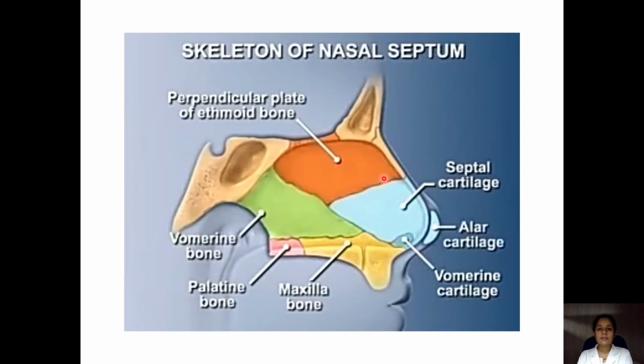This shows the skeletal framework of the nasal septum. The perpendicular plate, which is contributed by the ethmoid bone. Superiorly there is the cribriform plate. This is the vomer bone, and posteriorly this is the rostrum of the sphenoid. Anteriorly there is the cartilaginous framework, which is formed by the septal cartilage, also known as quadrilateral cartilage. This is the alar cartilage, and this is the vomerine cartilage, which is also known as a vestigial organ. It is responsible for sensation of the pheromones in lower mammals.